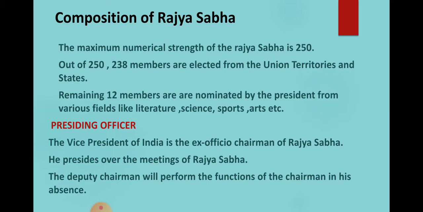So regarding the composition, there are 3 numbers you have to remember. The maximum numerical strength of Rajya Sabha is 250. Out of 250, 238 members are elected from union territories and states, and 12 members are nominated by the President from various fields like literature, science, sports, arts, etc.